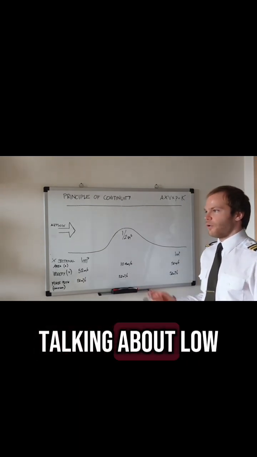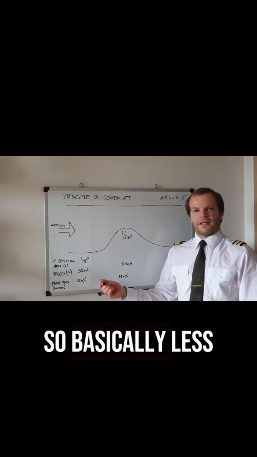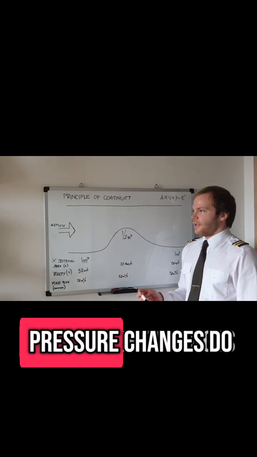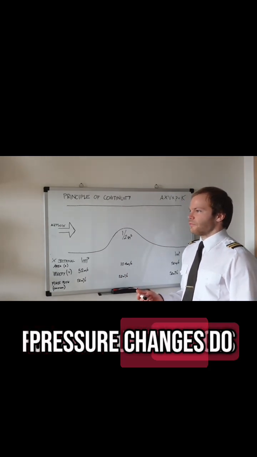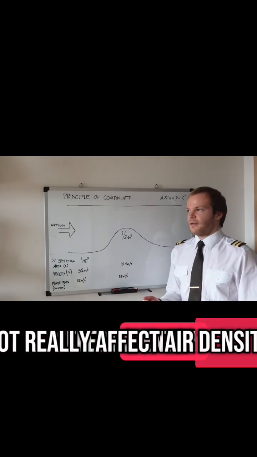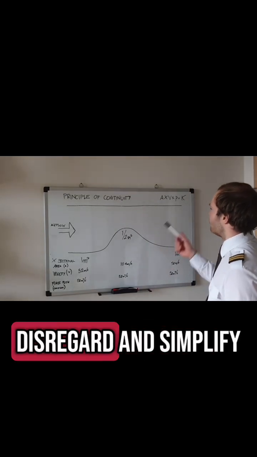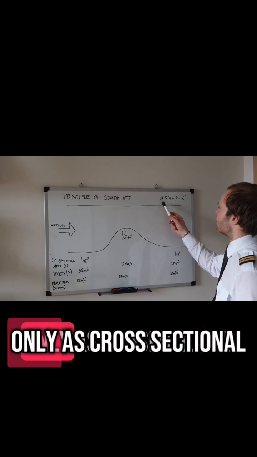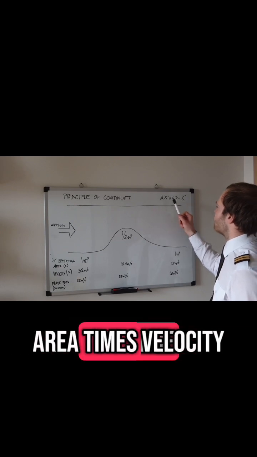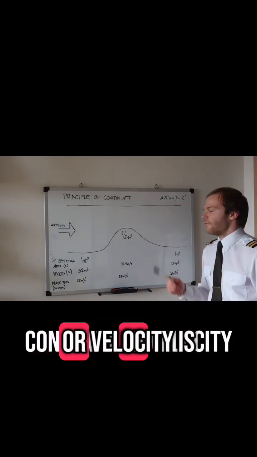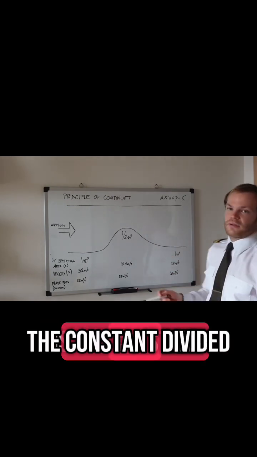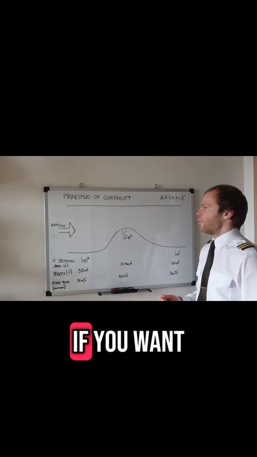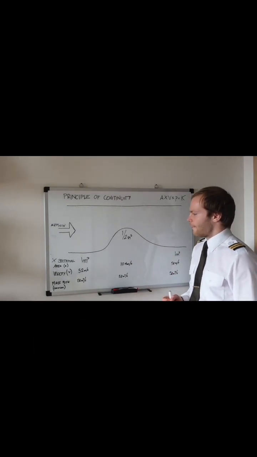But since we're talking about low subsonic speeds, so basically less than Mach 0.4, pressure changes do not really affect air density, so we can disregard it and simplify the equation of continuity to: cross-sectional area times velocity is a constant, or velocity is the constant divided by area if we want to obtain velocity.